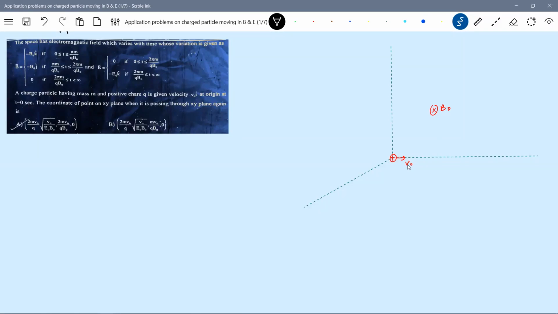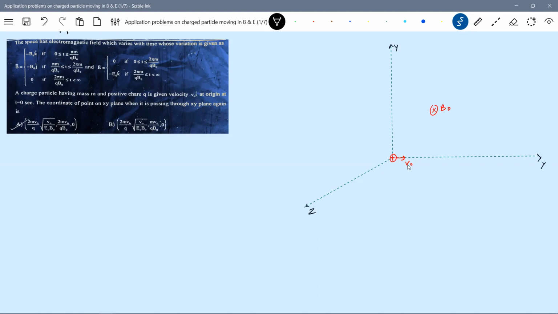Fleming's left-hand rule. These are the x and y axes. This is the x-axis, this is the y-axis, this is the z-axis. Maximum, try to take help of one dimension only. Don't go for three-dimensional. Maximum, try to work out problems in a plane diagram.